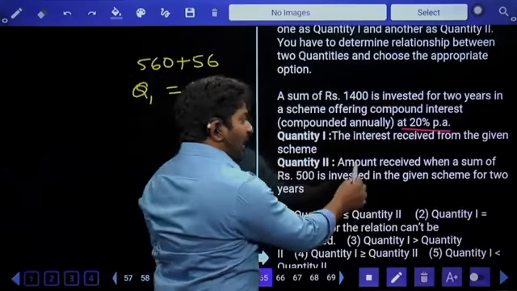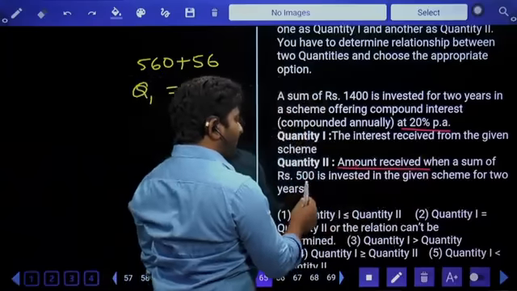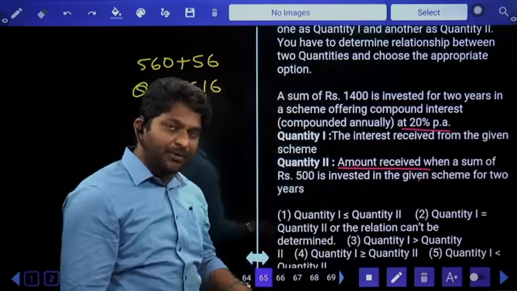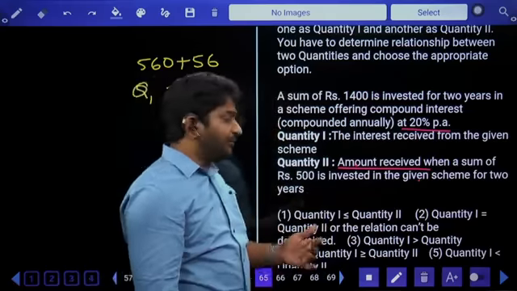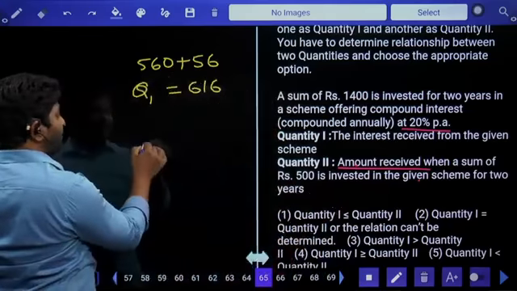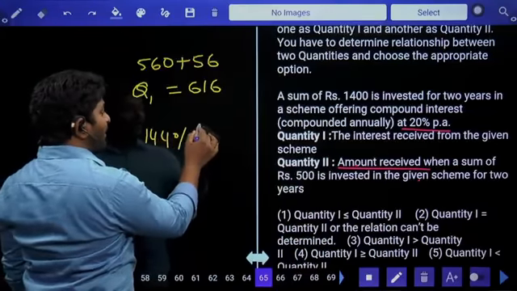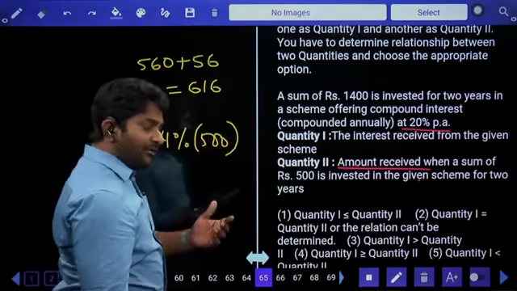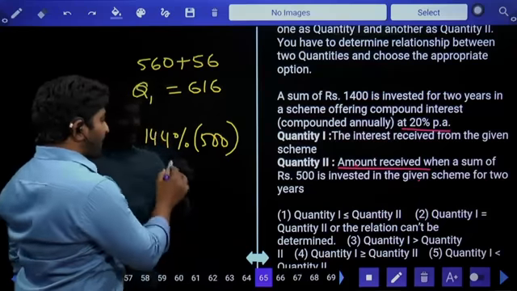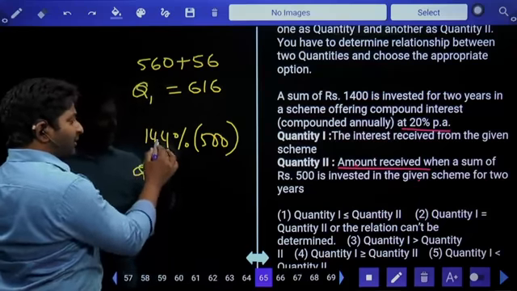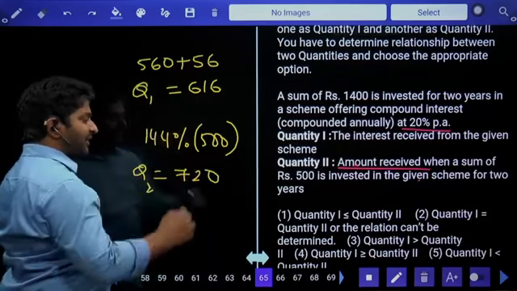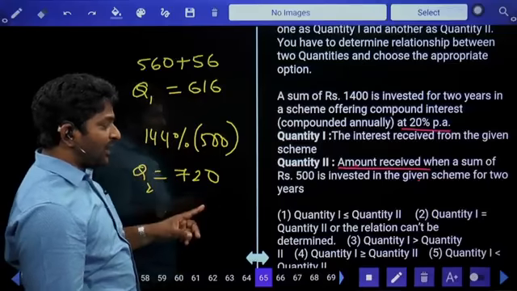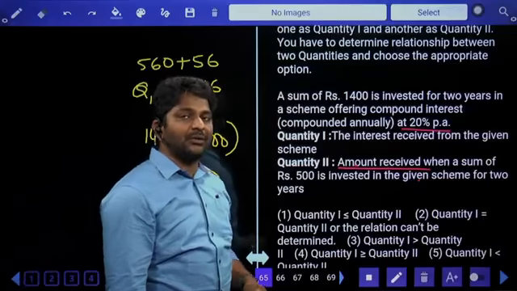Now Q2, amount received when a sum of 500 is invested in the given scheme for 2 years. Interest obtained is 44%, but the amount is going to be 144%. 144% of 500, or we can say 500% of 144. 500% in the sense 5 times of it. 10 times is equal to 1440. 5 times is exactly half of that, that is 720. Q1 616, Q2 720, Q1 less than Q2, answer concluded.